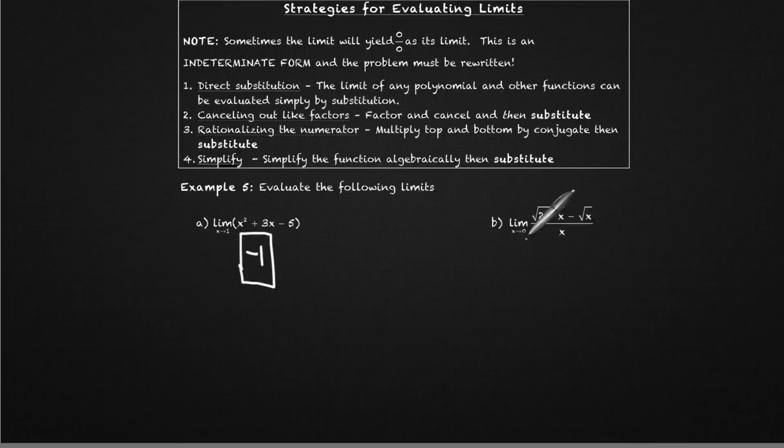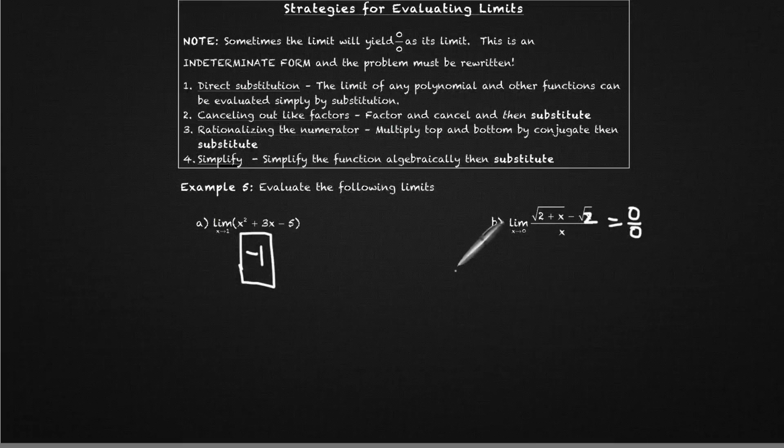Let's say part B, you plug in 0, and you get square root of 2 minus, and this should actually be square root of 2 here. So let me fix that. There we go. So if I plug in 0, I get root 2 minus root 2, which is 0 over 0. That is an indeterminate form. Therefore, we need to find another way of evaluating this limit. So this is what's called rationalizing the numerator. It's when you multiply the top and bottom by the conjugate, then substitute. The conjugate is when you change the middle sign between two terms.